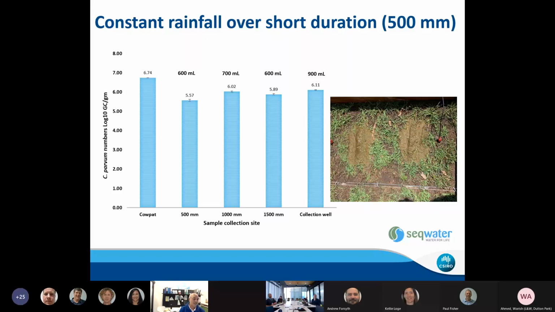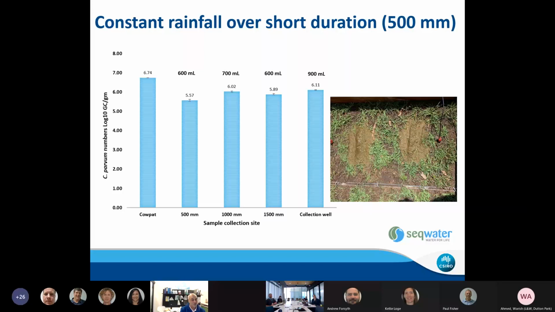So as you can see here, there is a constant presence of Cryptosporidium across the sites where we collected. On top of the bars is the volume of water which we collected, and then we converted the numbers to per gram of solid material. What you can see here is that the amount of rainfall determines how far the Cryptosporidium go, and also what is in the cow pat.